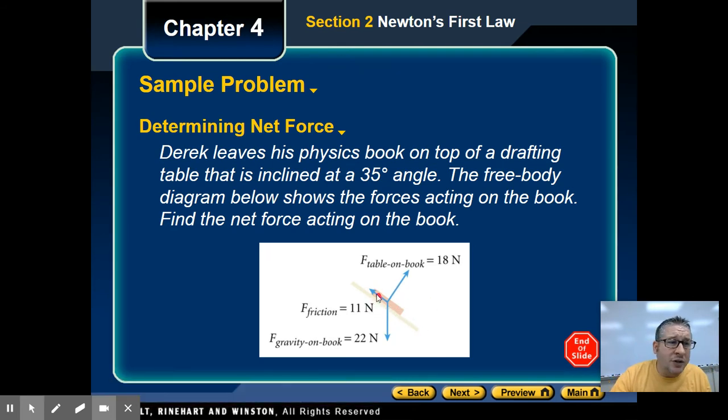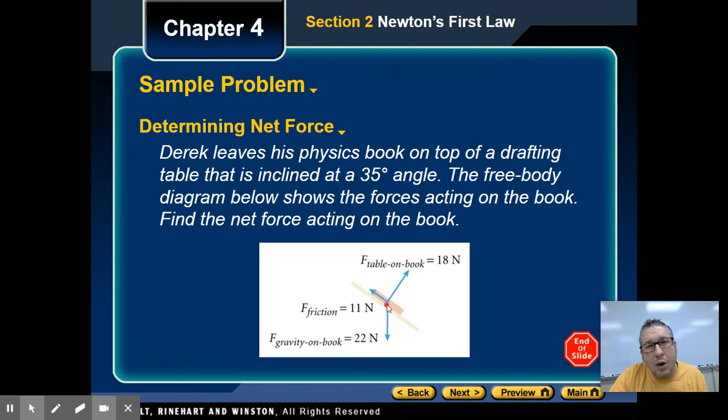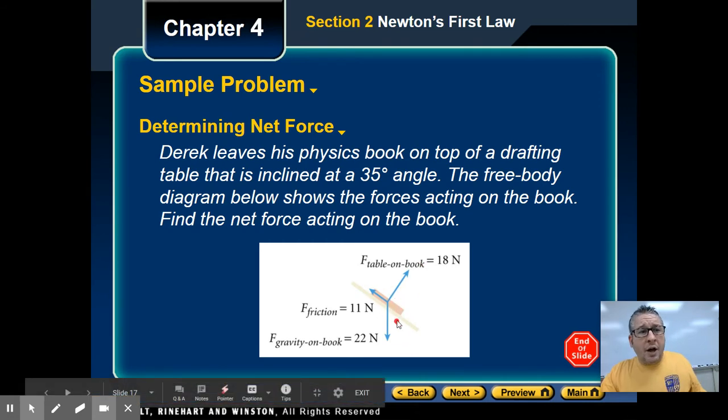We've got the force of friction, which is going up the table. It's what's trying to hold the book there, and it has a force value of 11 newtons. You have the force of gravity on the book, which is acting straight down from the center of the book at 22 newtons. And then we have the force of the table on the book. The force that the table is applying against gravity is 18 newtons. Again, that will always act perpendicularly to the surface upon which the object resides. So that's why we have it going this way.